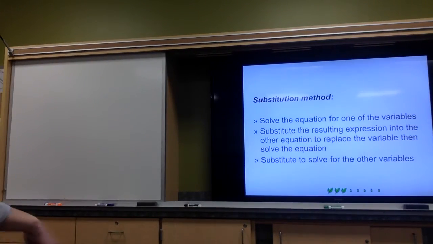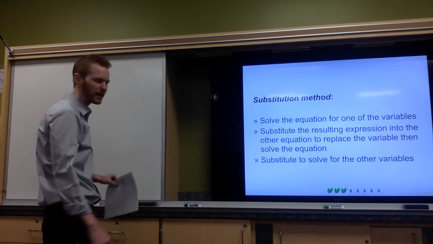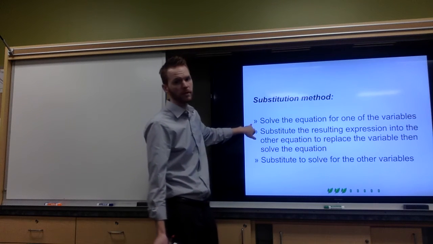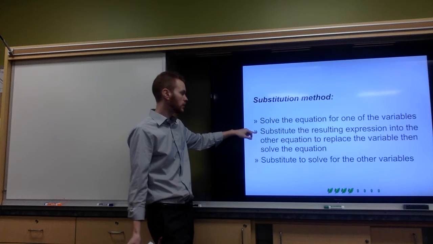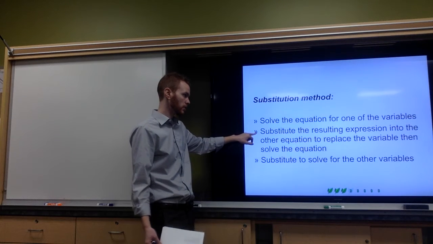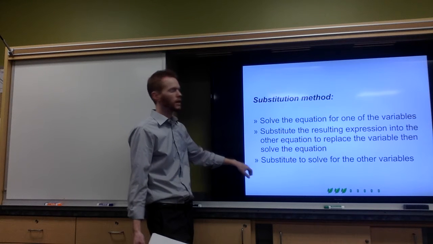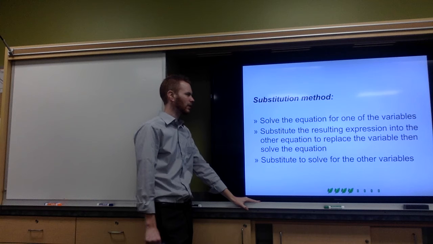So the substitution method. If you're one for writing down rules, then this would be the perfect time to do so. We're going to solve the equation for one of the variables, either x or y. We're going to substitute the resulting expression into the other equation to replace the variable, then solve it. And then we're going to substitute to solve for the other variable. We use the word substitute quite a bit in this one, don't we?